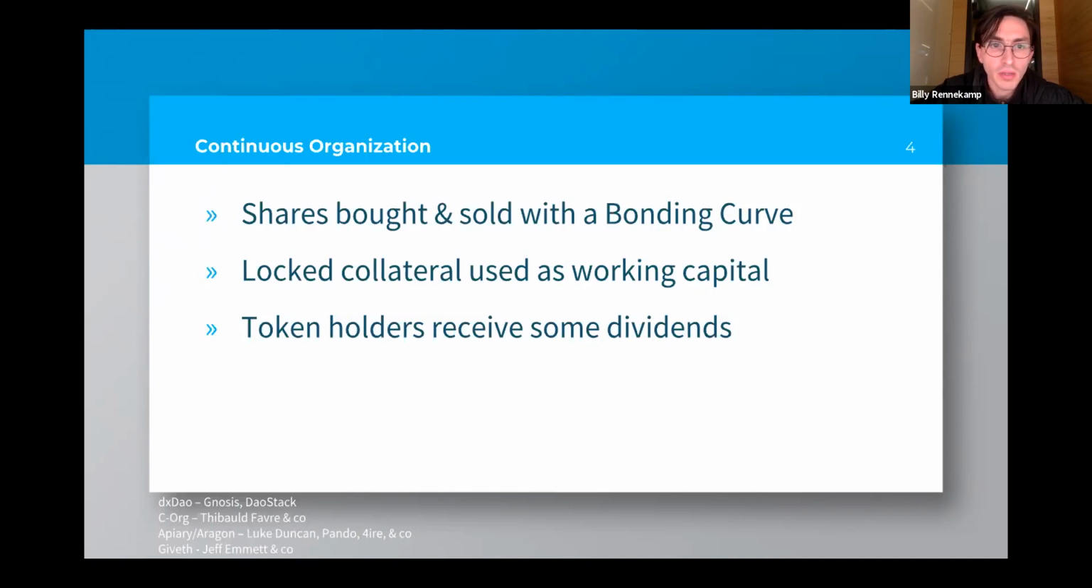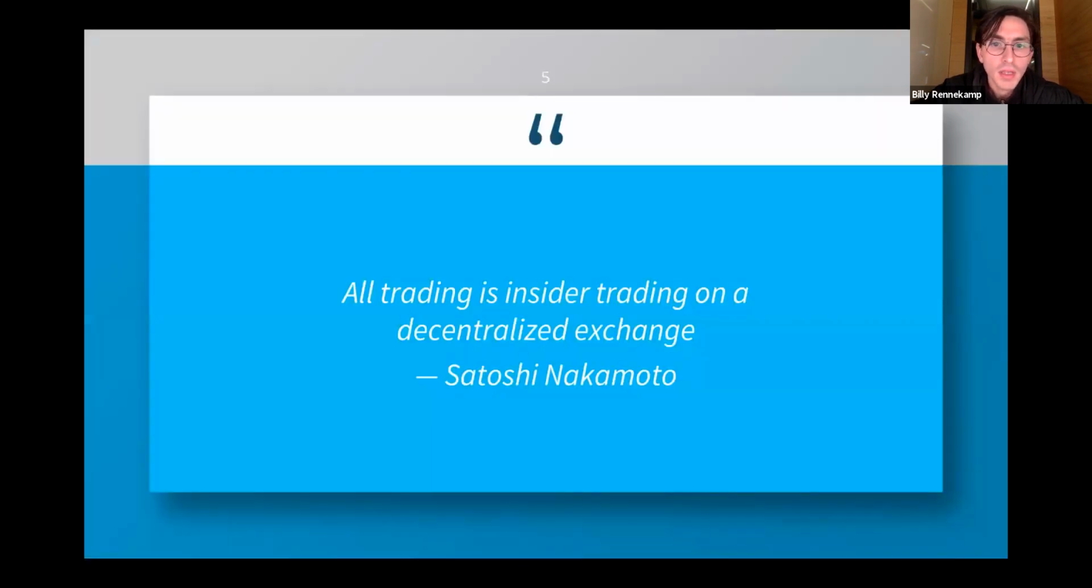The other part that is mostly present in these situations is that token holders would receive some dividends, or they'd receive some ability within the organization, whether it was special voting rights or just the sponsorship badge, whatever it is, there's a reason that you would hold these tokens to begin with. Of course, whenever you have on-chain tokens going out, all trading becomes insider trading.